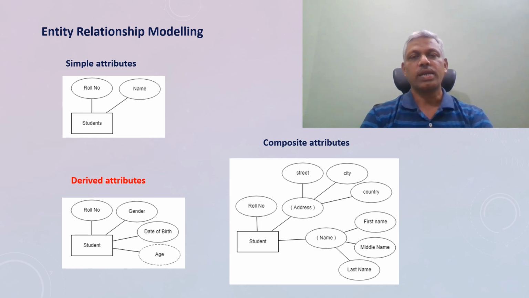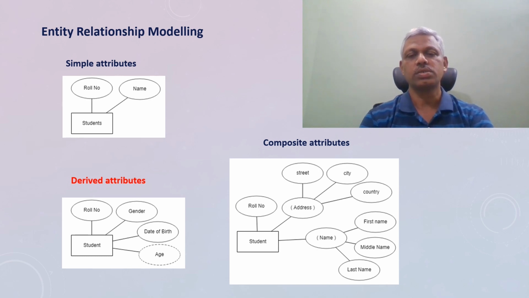When it comes to derived attributes, an attribute may not have independent existence, and it may be computed with respect to another attribute. For example, here date of birth is an independent one, fixed once and for all, whereas age varies with respect to time and depends on date of birth.